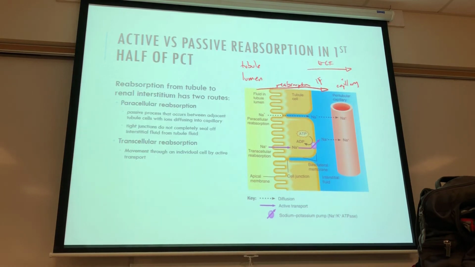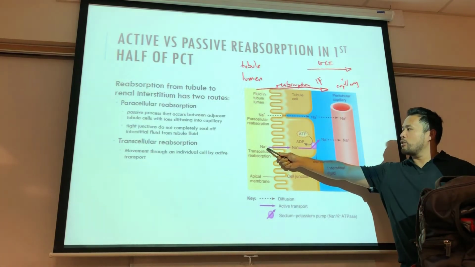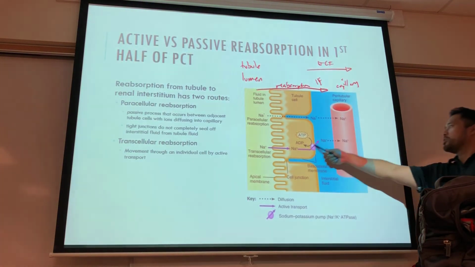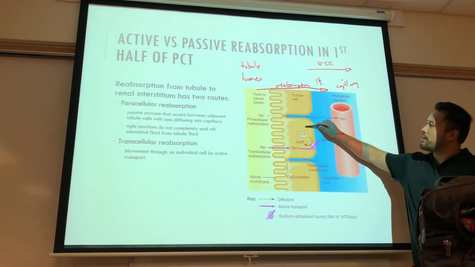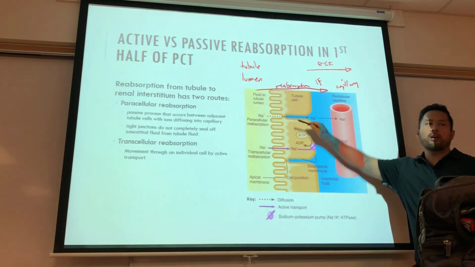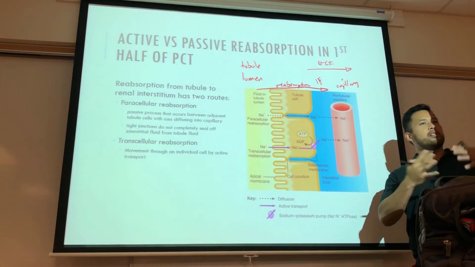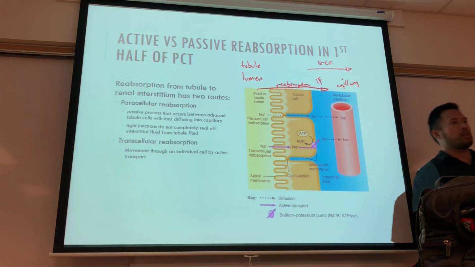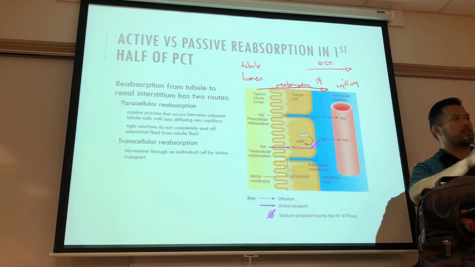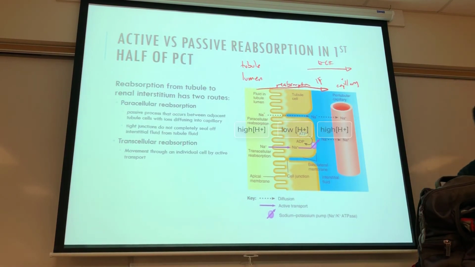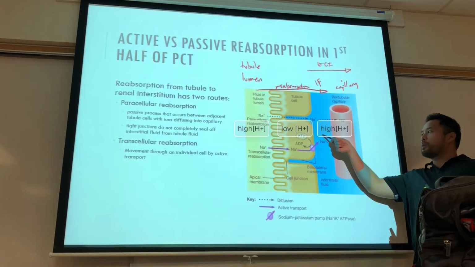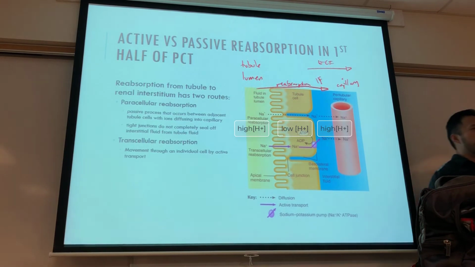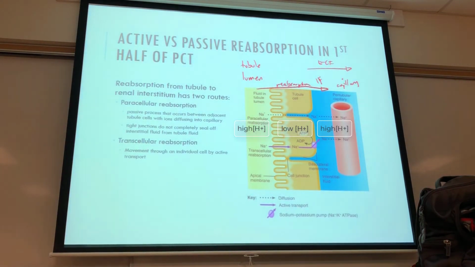Now, stuff that moves across the cell is transcellular reabsorption. The way we get sodium across the cell is to shuttle it across. Remember in our generic cell, when we talked about cellular physiology, where was most of our sodium? Think of the generic cell. Was it on the outside of the cell or the inside of the cell? Outside, right? So in order to get that sodium out to the outside, we had to utilize a pump. And what pump did we use? Sodium-potassium pump.